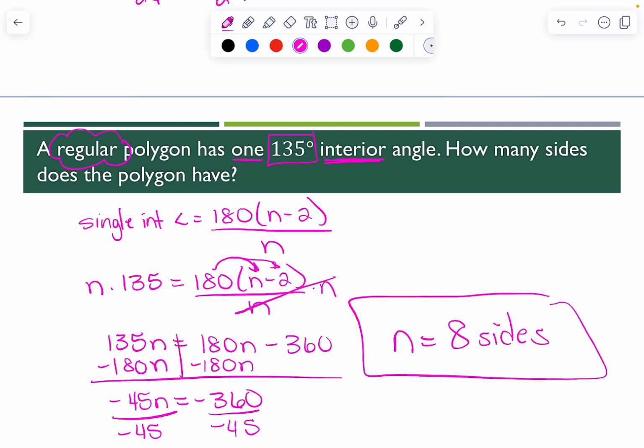And that's how we work through single interior and single exterior angles of a polygon, as well as the sum of the exteriors is always 360.